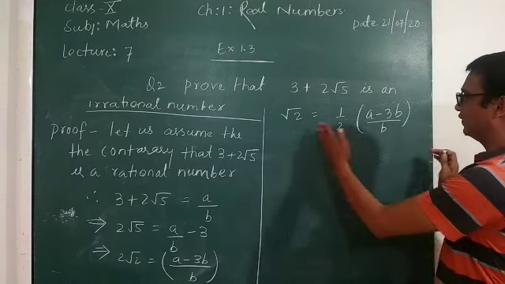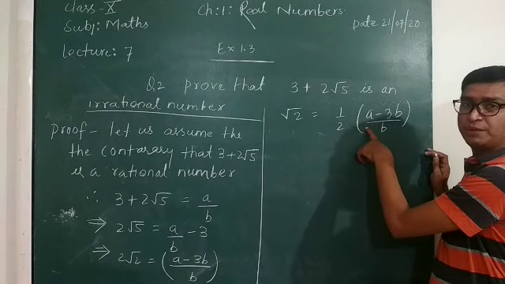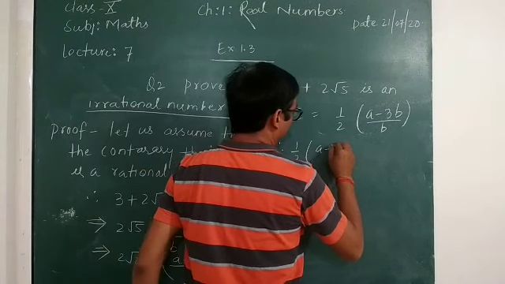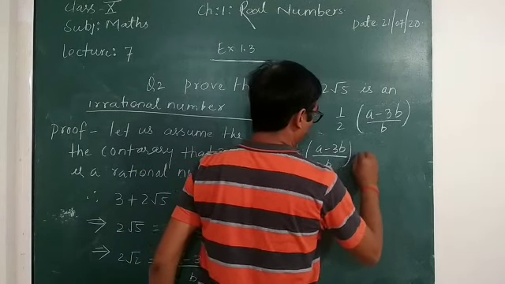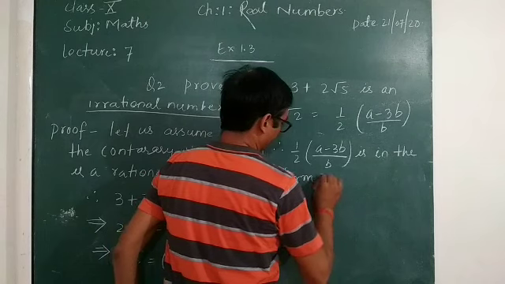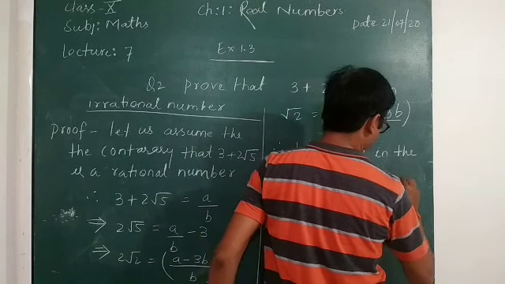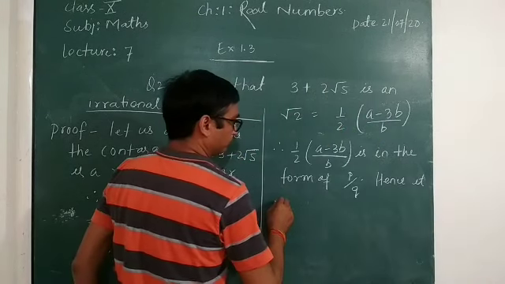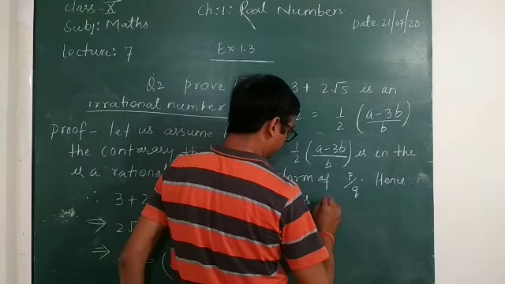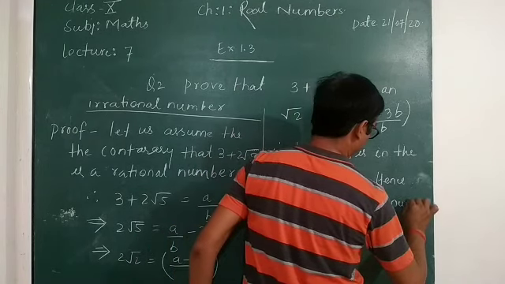Okay, so here it is very clear that this root 5 is in the form of p by q, which means you can write 1 by 2 times (a minus 3b) upon b is in the form of p by q. Hence root 5 is a rational number.